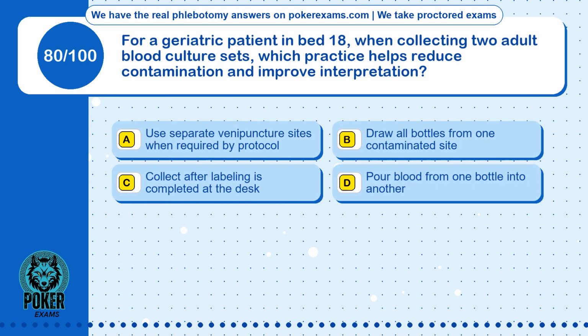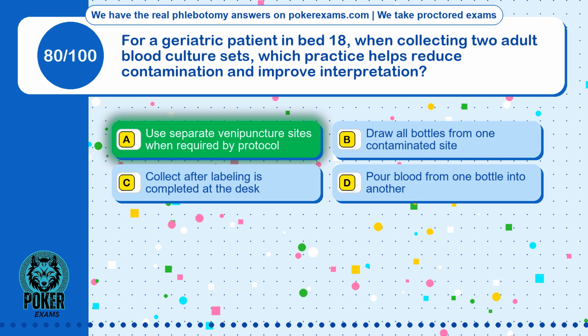Question 80. For a geriatric patient in bed 18, when collecting 2 adult blood culture sets, which practice helps reduce contamination and improve interpretation? Option A. Use separate venipuncture sites when required by protocol. Option B. Draw all bottles from one contaminated site. Option C. Collect after labeling is completed at the desk. Option D. Pour blood from one bottle into another.